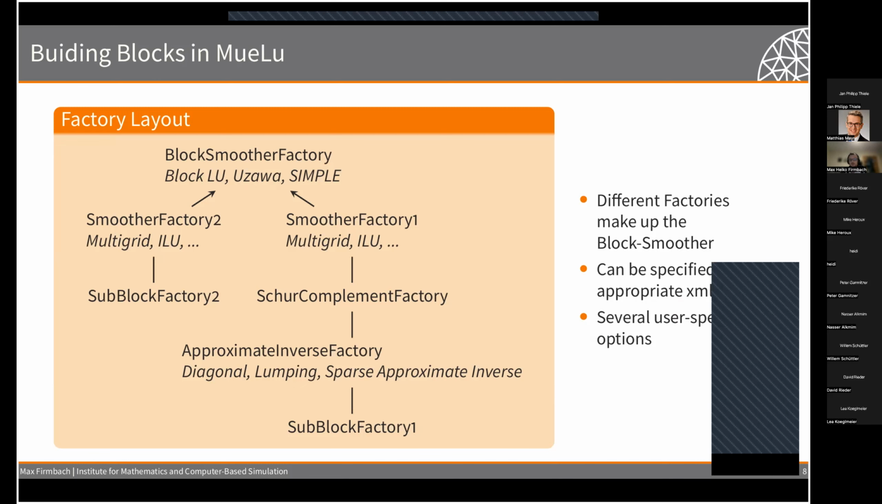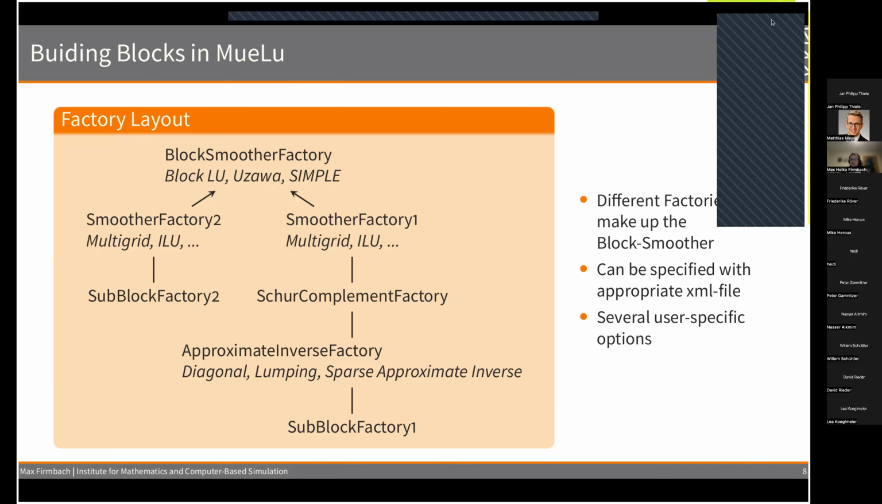So you have different factories that in the end make up our block smoother, and all of these factories can be specified with an appropriate XML file, which is the main input to MueLu itself. And of course, each factory has several user-specific options. So if you're really into multigrid and you have a really complicated problem, you can specify each of these factories inside your XML file and make a very, very specific multigrid preconditioner for your problem.